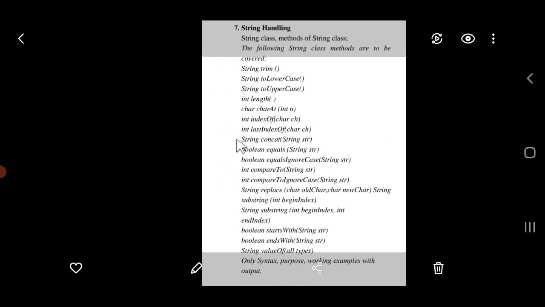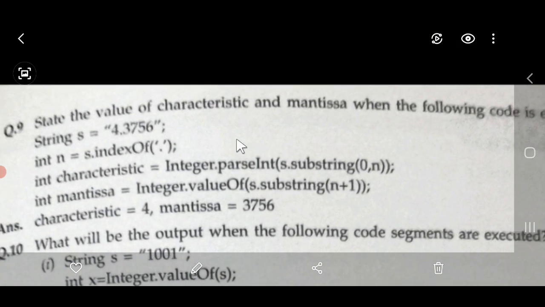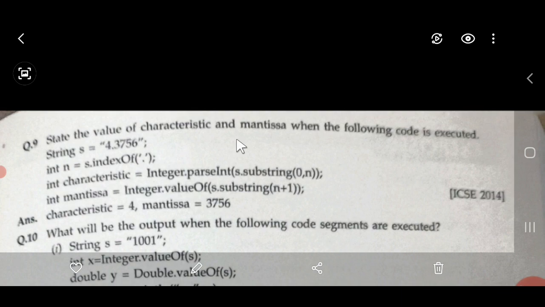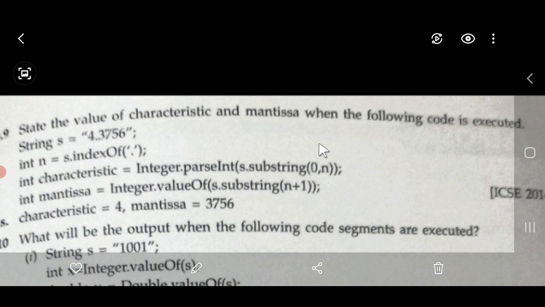Students, now I'm going to discuss a few questions here, which are from the board examination or from the model test paper as well. First question: state the value of characteristic and mantissa when the following code is executed. Here you can see 43.756 is the string, and n equals s.indexOf("."). The index of the dot, basically for us it is the decimal, but for a string it is the dot or period sign. So its index will be returned.